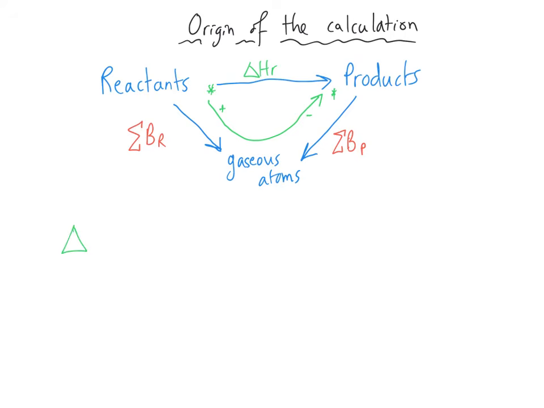And so overall, the enthalpy change for our reaction is the sum of the bond energies of the reactants, take away the sum of the bond energies of the products.